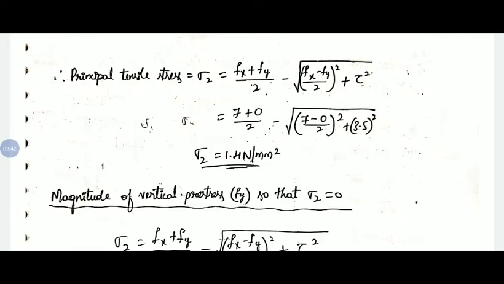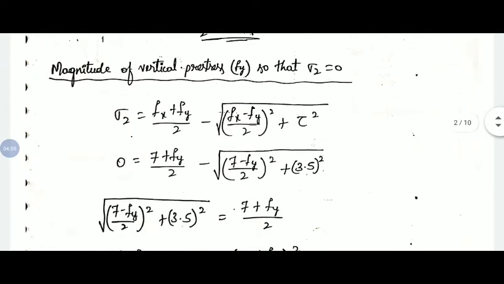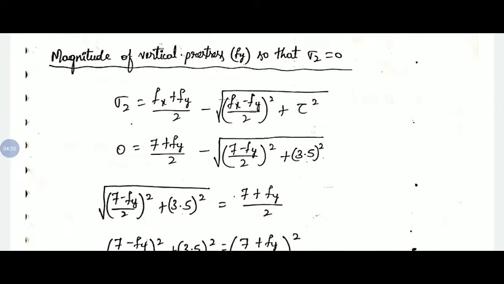So the next question is, to make this 1.4 Newton per mm square as 0, what should be the Fy value, the vertical pre-stressing force, we need to apply for the section. So that is the magnitude of vertical pre-stress Fy, so that sigma 2 should be 0. So on equating the same equation to 0, (Fx plus Fy) by 2 minus square root of ((Fx minus Fy) by 2) whole square plus tau square.